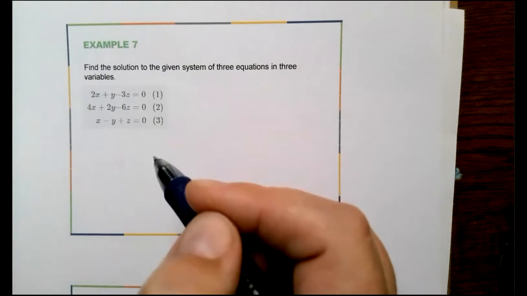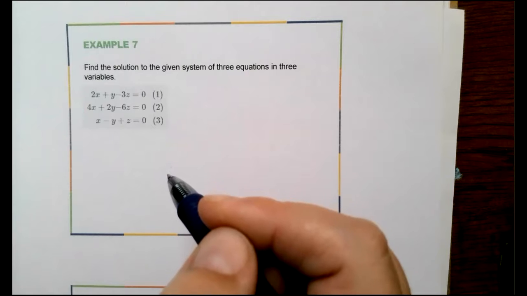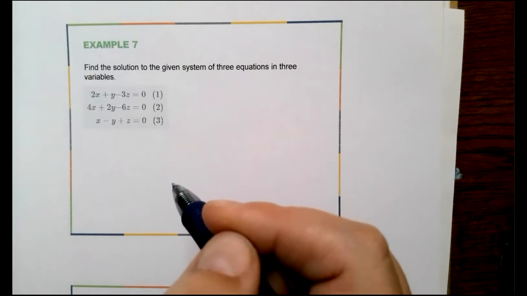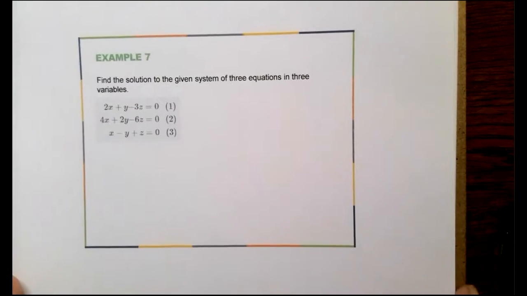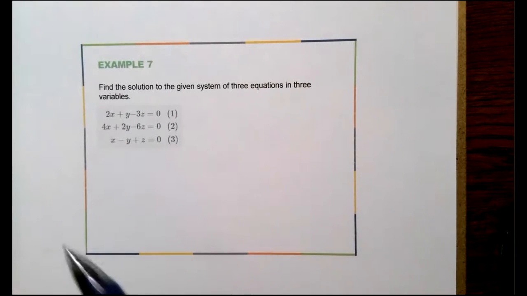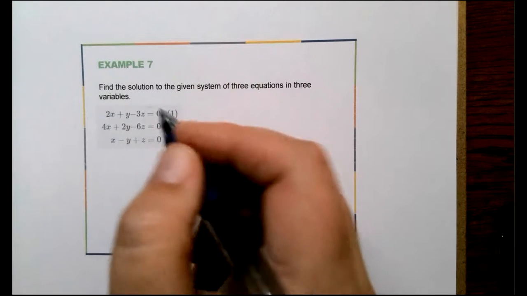By the way, you need as many equations as you have variables in order for the system to have a unique solution. So if you have 3 variables, 3 equations is necessary. More is okay, but less is not. So, all right.